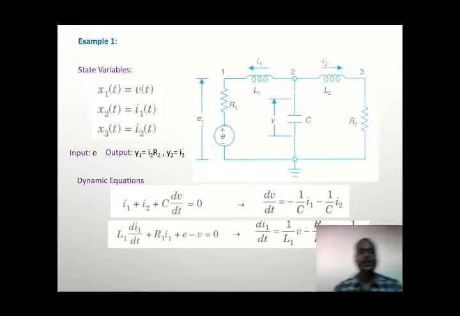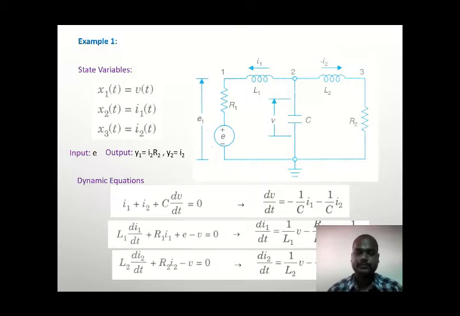Similarly, when we apply KVL to loop 1, we can obtain this closed loop equation: L1 di1/dt plus R1 I1 plus E minus V equals 0, and when we simplify it, we obtain this form. And for loop 2, we can have this relation as well. So equations 2 and 3 are quite similar, which are obtained with the help of KVL. And the first equation is equivalent to KCL, which is Kirchhoff's current law.